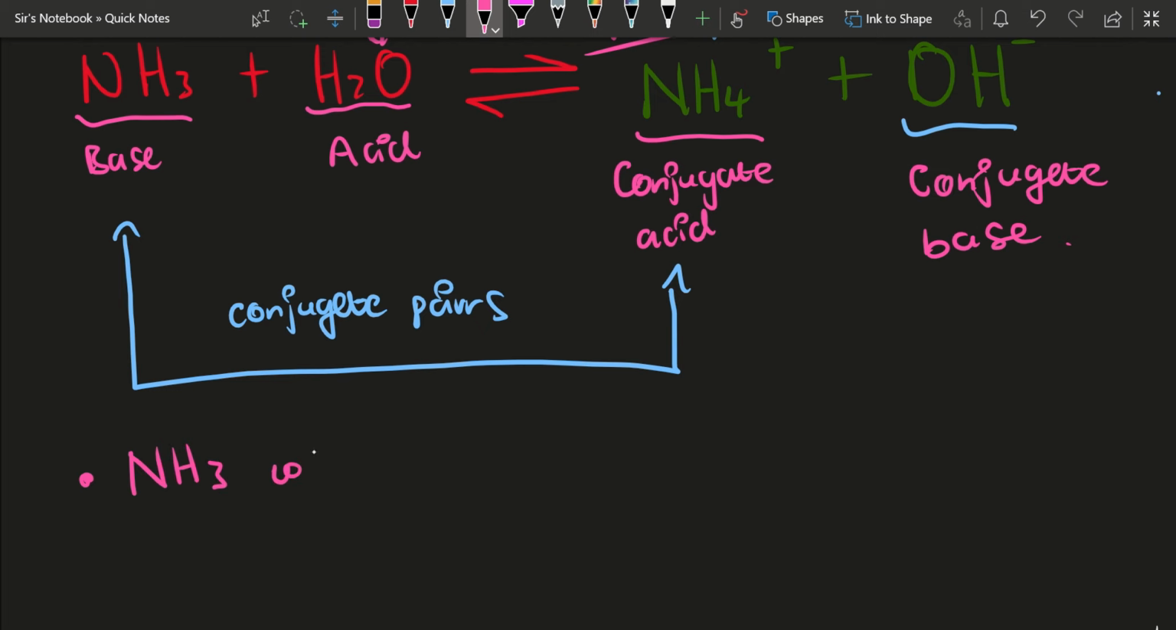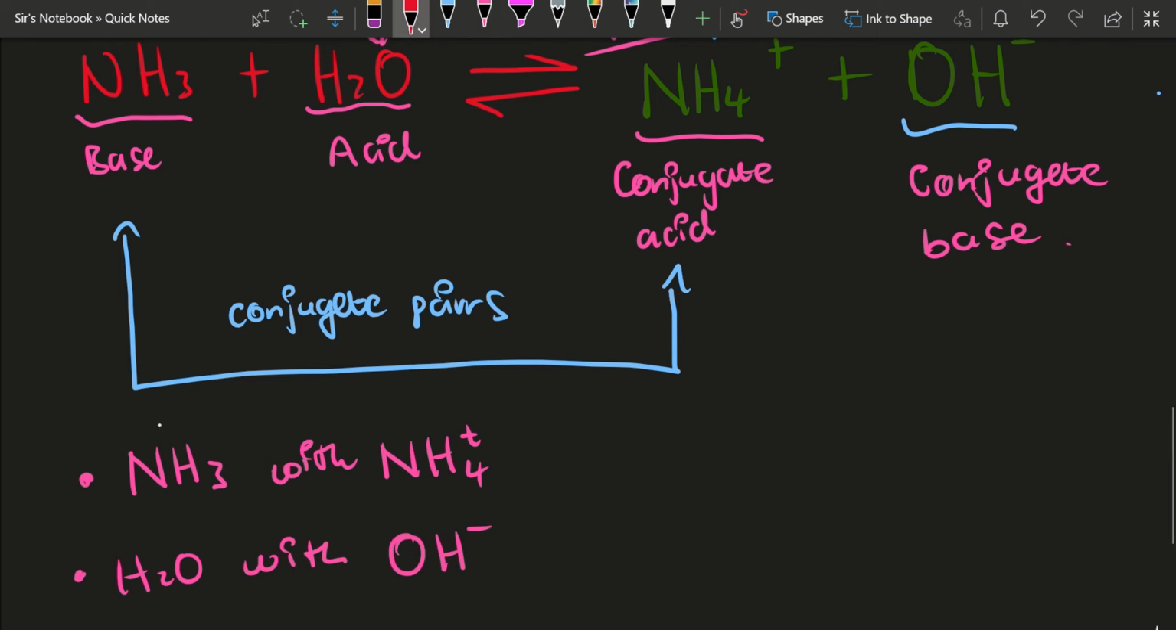You could have NH3 with NH4+, or you're going to have the water with the OH minus, right? So what do you then notice? You notice that NH3 was my base, NH4+ was my conjugate acid.